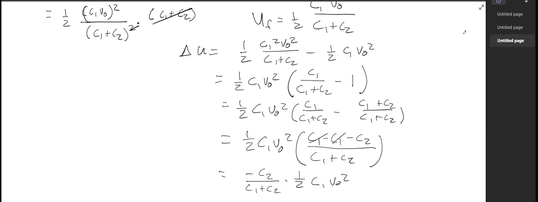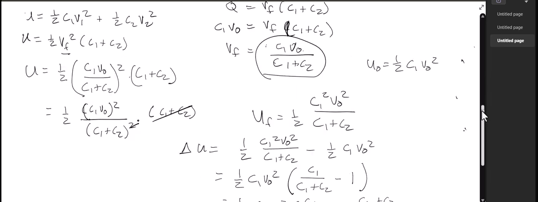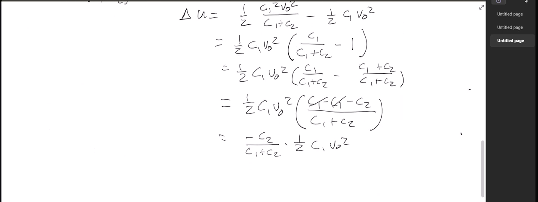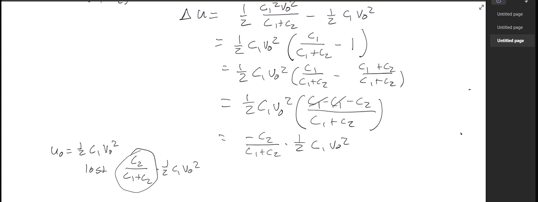So my initial energy was 1/2 C1 V naught squared, and then I lost C2 over C1 plus C2 times 1/2 C1 V naught squared. So I lost the fraction of energy that is equal to this ratio right here.